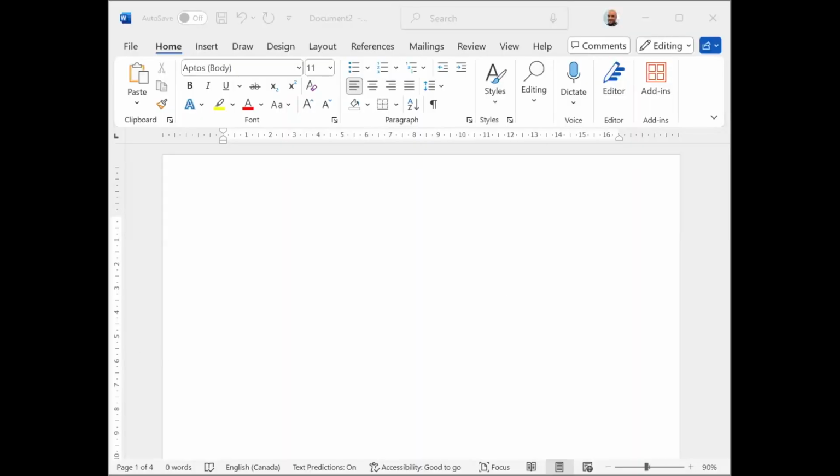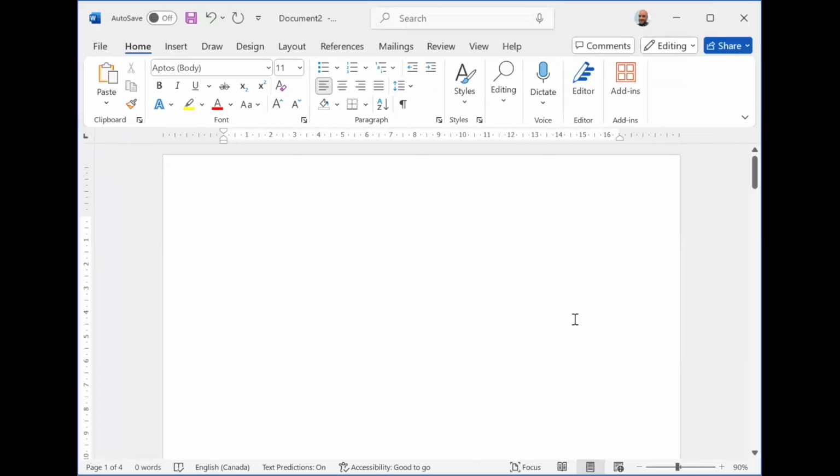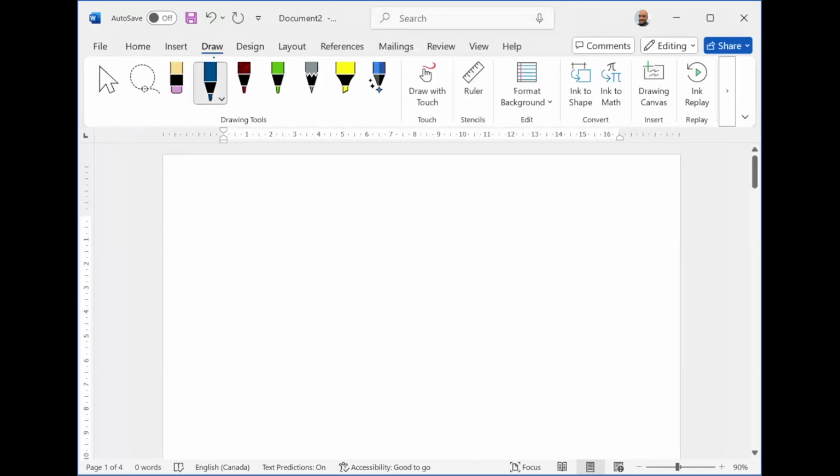I have this blank Word document that I typically use to do my work, just because it's a little bit easier to use the tools and to do my draw board on here. So you guys can see my screen. It should just be a blank white Word document. Okay, perfect.